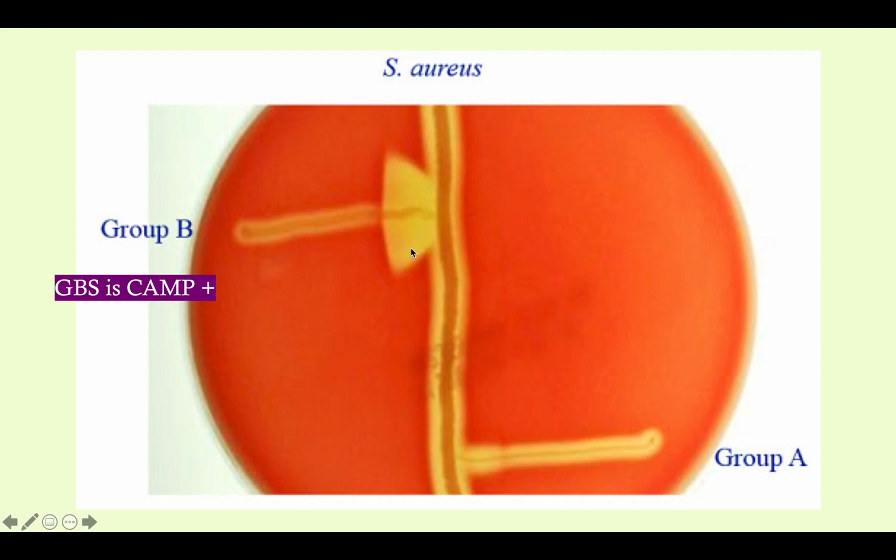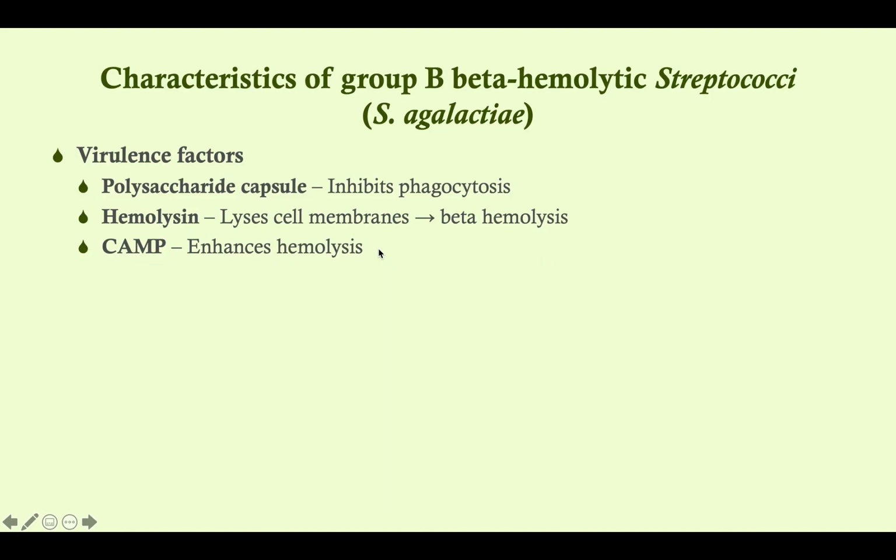So you get this extra zone of clearing alongside your group B strep line and your Staph aureus line. And that is CAMP. Okay? It does not stand for cyclic AMP. It's CAMP. CAMP factor positive. Group B strep is CAMP factor positive.